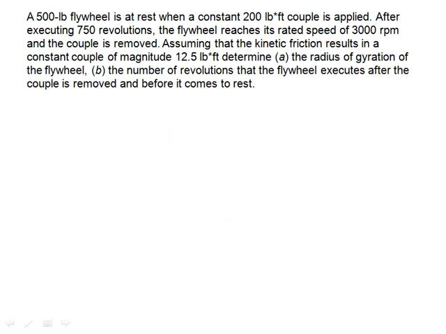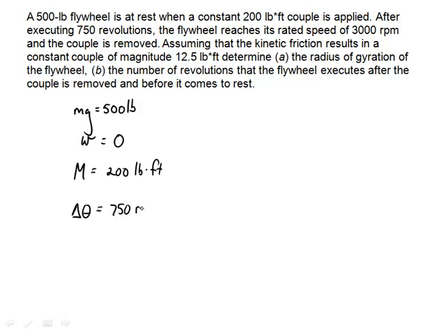So let's take a look at an example here. I have a 500-pound flywheel, and it starts off at rest. A flywheel is just some rotating object, usually a ring of some type. I'm given that mg is equal to 500 pounds. It starts from rest, so the initial omega is equal to 0. At that point, a constant 200 pound-foot couple is applied. So there's a moment now equal to 200 pound-feet. I could also say foot-pounds and be completely legal. And then it executes 750 revolutions, so delta theta is equal to 750 revolutions.